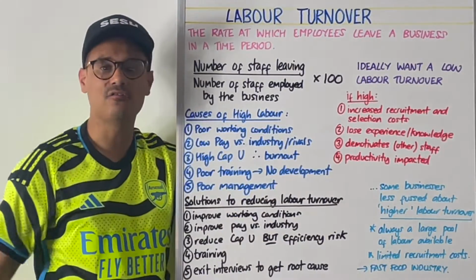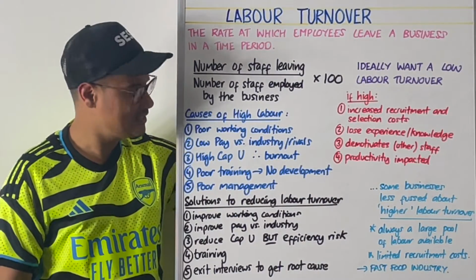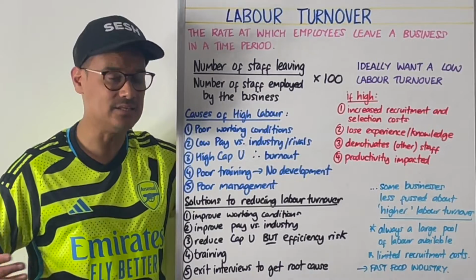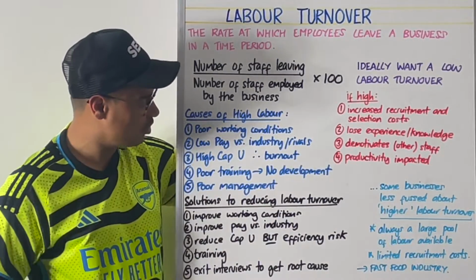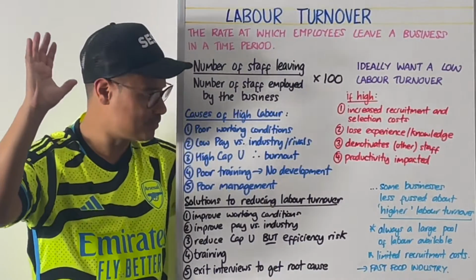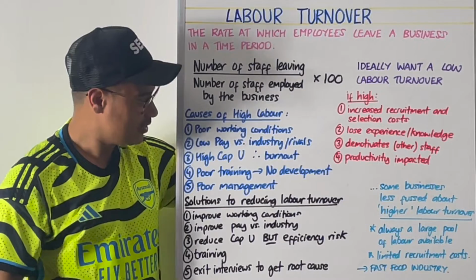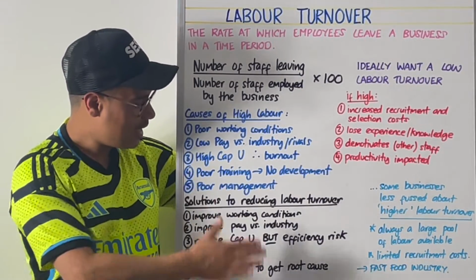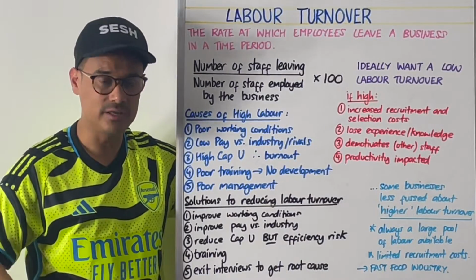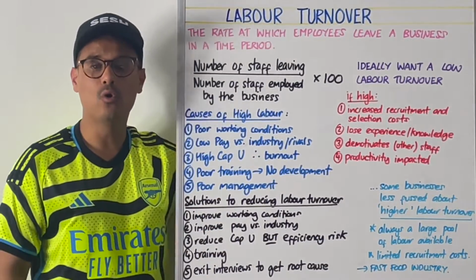Now, the causes of high labour turnover are often as follows: poor working conditions, so therefore people leave the business. It could be lower pay versus the industry average or versus your key rivals. It could be high capacity utilisation, we're talking 100% here, and therefore leading to burnout. You might want to bring that back down to a more sustainable number. And then we're thinking about poor training, and therefore you don't feel like you have career development, and therefore you might leave the business. And poor management.